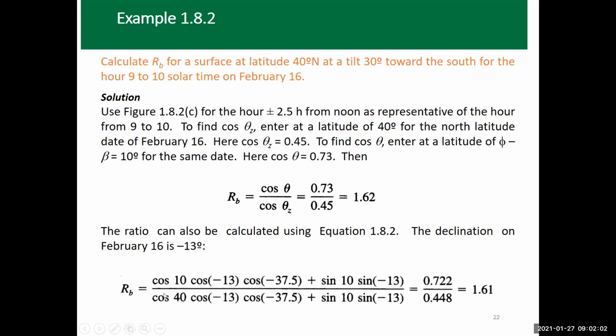But if you need to calculate it using the equations, this is what you do. We are talking about February 16. So January is 31 plus 16. So N is equal to 47. And for N equal to 47, you are going to substitute in the expression of delta to get the declination angle as minus 13, and then substitute in that expression. Then you can get the ratio. And this value is the most accurate, by the way.